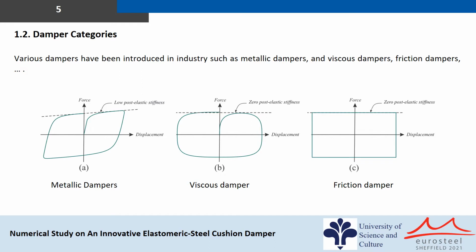There are various types of dampers introduced in the industry, such as metallic dampers, viscous dampers, and friction dampers. Metallic dampers have low post-elastic stiffness, but the viscous and friction dampers have zero post-elastic stiffness.